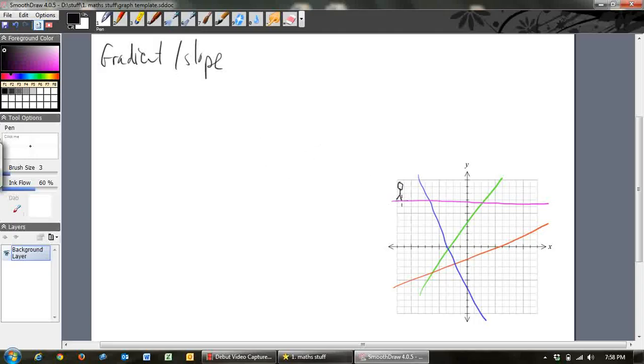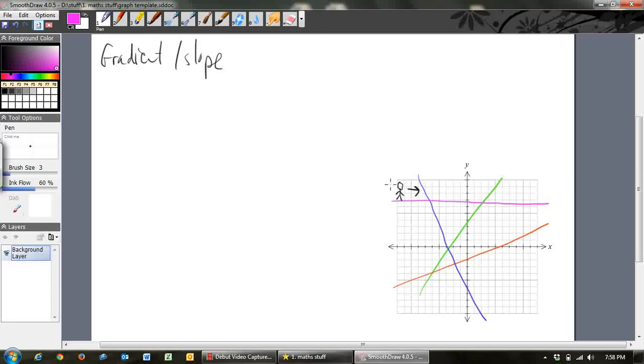Now, if you're a little dude, put yourself on the line. If you walk from left to right on each of these graphs, I just want you to think about what will happen to you. So let's start with purple. If you're a little dude walking from left to right, are you going uphill, are you going downhill, or are you just on the flat?